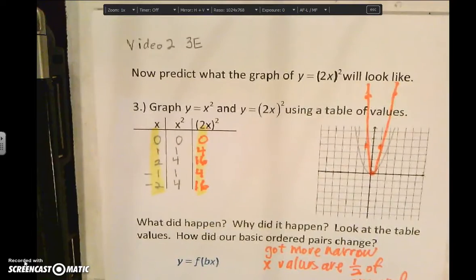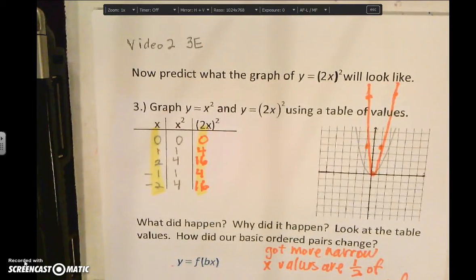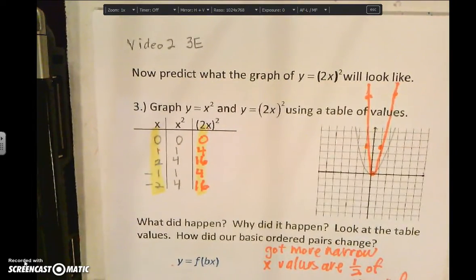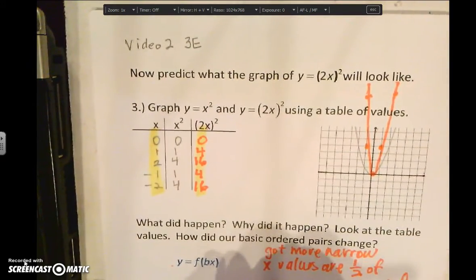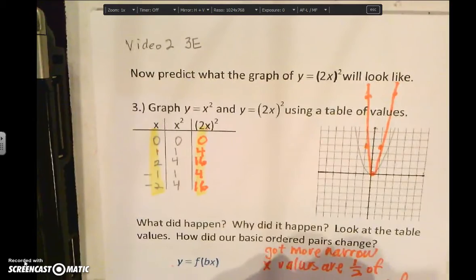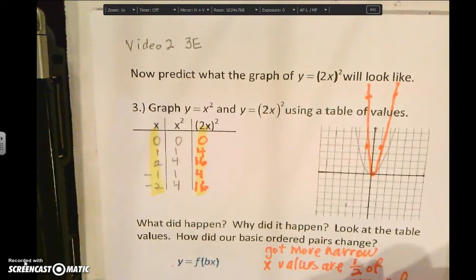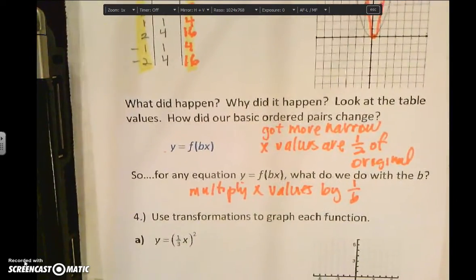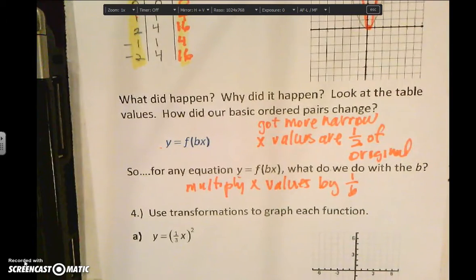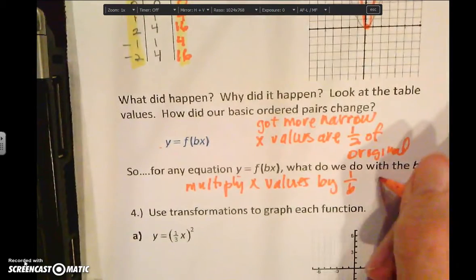So for any equation, y equals f of bx, what do we do with the b? We multiply the x values by 1 over b. We multiply the x values by 1 over b, by the reciprocal. So reciprocal.